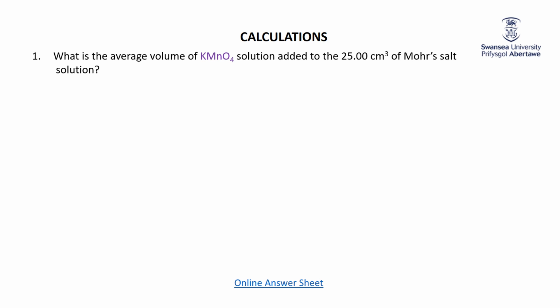What is the average volume of KMnO4 solution added to the 25.0 cubic centimeters of Mohr's salt solution? Each titration I started with as precisely as possible, 25 cubic centimeters of the Mohr's salt. I added the potassium permanganate. You can either use all 3 of my titrations, because my rough one was actually a pretty good rough one, or you can just use the 2 accurate ones, accurate being in quotes there. Once you've got the volume, knowing that the concentration of the potassium permanganate solution was 0.0200, you can get the number of moles of potassium permanganate.